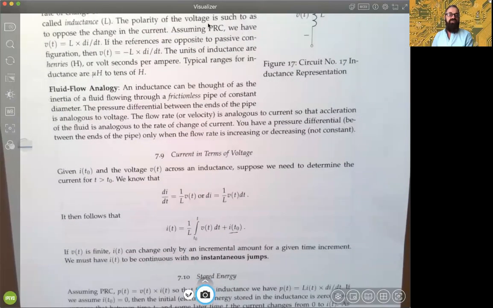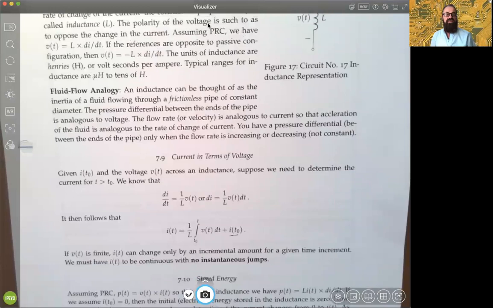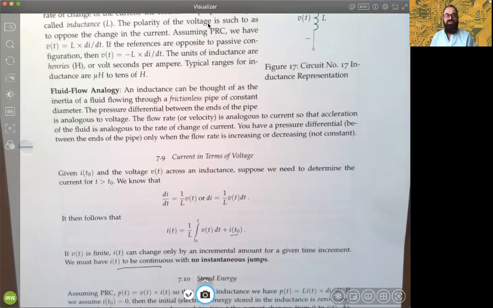So if the voltage is finite, then the current function can only change by an incremental amount for a given time increment. So we assume that we have a very continuous function here with no instantaneous jumps in general, all right? So the key is, if you want to get current knowing voltage for inductance, you need to integrate. And then, of course, apply this 1 over L constant, where L is given in henries.